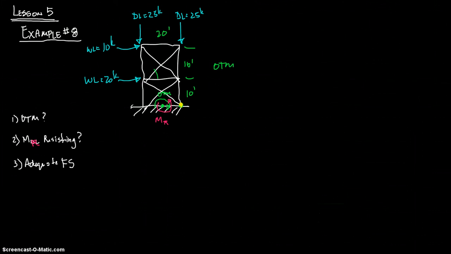So our overturning moment is what's going to cause the overturning of this building. So what we want to do is 10 kips, which is right here, times 20 foot up, plus, and this is going the same way so it adds to it, 20 kips times 10 foot up. And that equals what? 200 plus 200 equals 400 foot-kips.